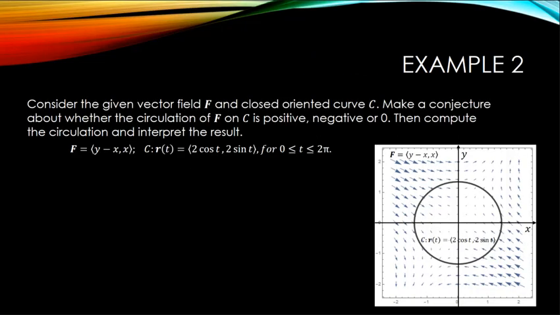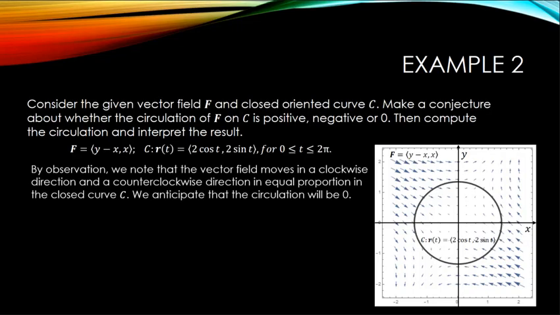Let's work another example. I want to consider the given vector field F and the closed oriented curve C. I want to make a conjecture first about whether the circulation of F on C is positive, negative, or zero. And then I want to compute the circulation and interpret the result. I'm given a force field with vector components y minus x and x, and I'm given an oriented curve given by r of t is equal to the vector with components 2 cosine t, 2 sine t, where 0 is less than or equal to t, which is less than or equal to 2 pi.